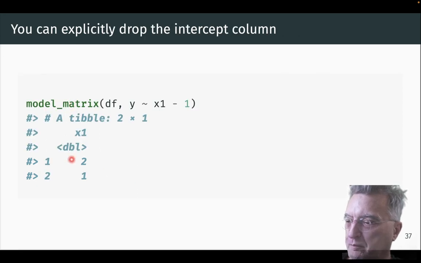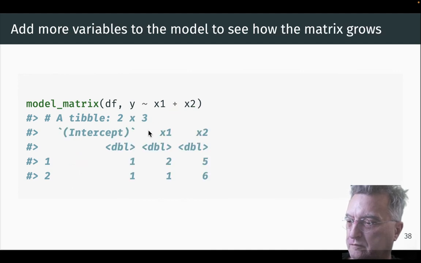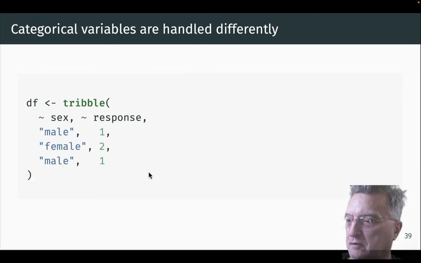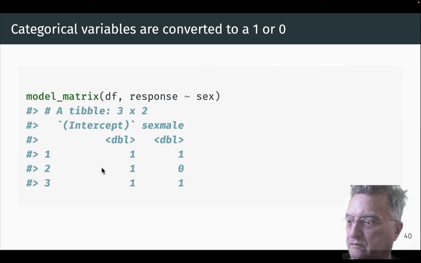Okay, given this data frame where we're trying to explain y by x1, we can drop the intercept column. We can say -1. And we can add more variables. We can add x2 to the model to see how the matrix grows. But there's a potential problem. Oh, yeah, categorical variables are handled differently. So the categorical variables are turned into zeros and ones. So this is sex male. It's turned into 1 for the male sex and 0 for the female sex.